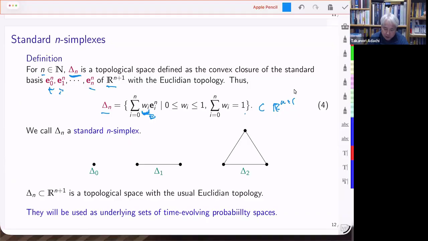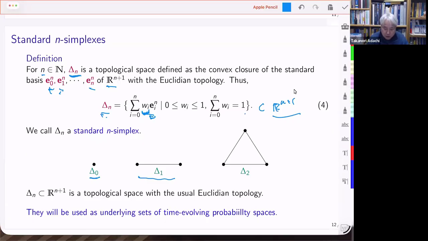Naturally, this delta n has a topology, which is just the derived topology of the Euclidean topology defining R^(n+1). So this is a topological space, and we call this a standard n-simplex. For example, delta 0 is just one point, and delta 1 is this line segment from 0 to 1.